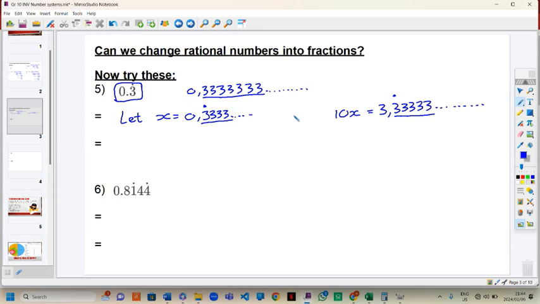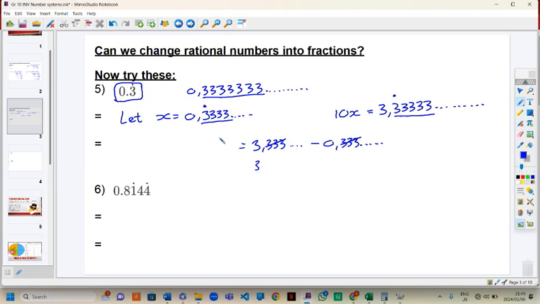We minus them. So if I took, let's say, 3.333 forever, and I'm minus 0.333 forever, what's going to happen here? Those decimals are going to cancel each other out, right? And I'm going to be left with 3.3 minus 0, which is 3.